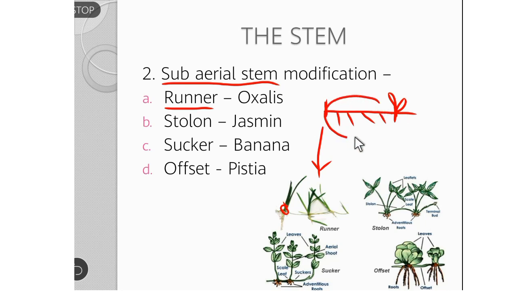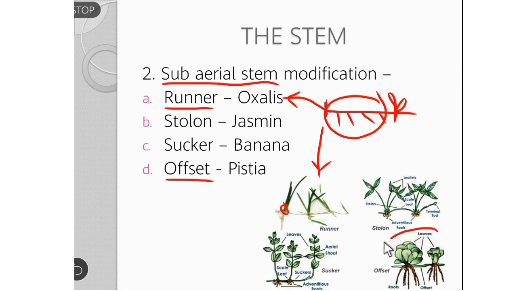So this portion here is a runner. So it moves the plant in only one direction. Now the next one, we can directly move to the offset because it is much related to a runner. Offset is also a runner, but it is seen in aquatic plants.